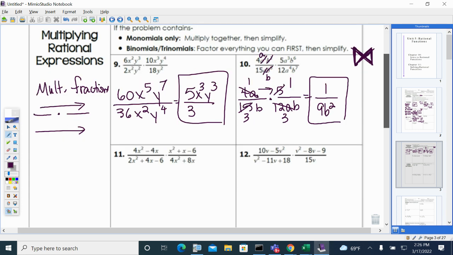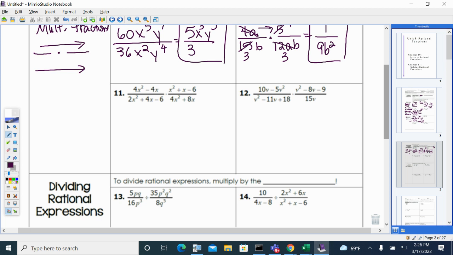Let's talk about when we've got binomials and trinomials. So let's look at number 11. In the numerator, 4x squared minus 4x has a GCF of 4x. Divide that out, we get x minus 1 over 2x squared plus 4x minus 6 has a GCF of 2. I'm going to just kind of reduce this a little bit here before I move down. So I pull out the 2, divided out the 2. Now I got a trinomial that's going to factor.